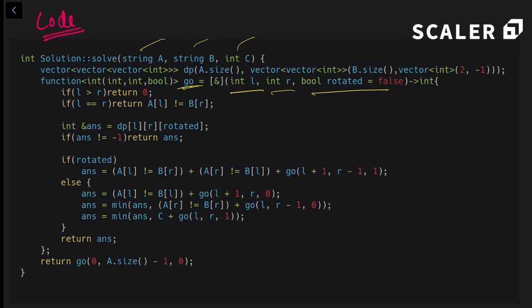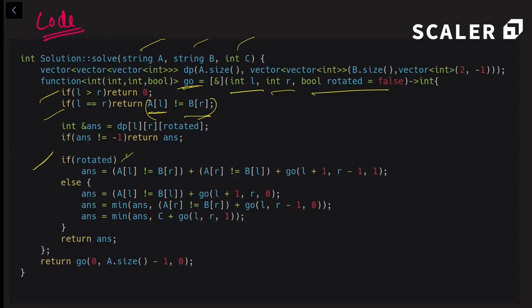Okay. If L is greater than R, then it is an invalid interval. We need to return 0. Otherwise, if L equal to R, then we are going to return whether the current character of string A is equal to the current character of B. If they are equal, then we need to return 0. Otherwise, we need to return 1. So this condition, just do that. After that, we have discussed this part here.